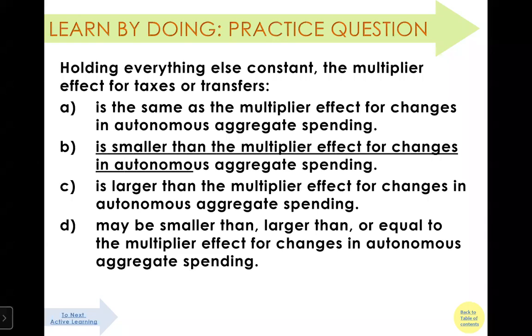So the answer is B. It's smaller than the multiplier effect for changes in autonomous aggregate spending. So here, this autonomous aggregate spending, you can think about this similar, like we discussed earlier, like a G. Okay. So you immediately have an increase in aggregate spending. But if we are talking about changes in tax or transfer, then the initial response will be smaller, right? Because you have a change in disposable income, but you're not going to spend all of that change, right?